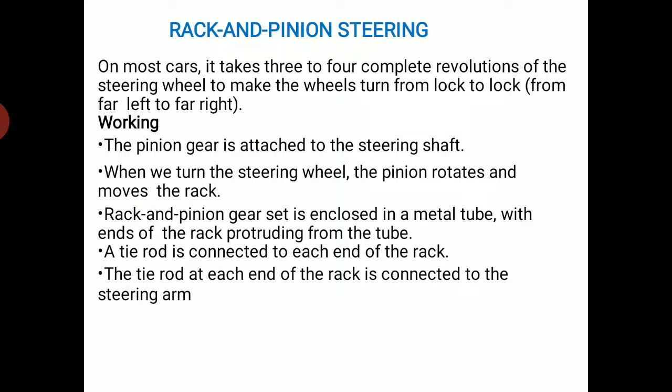The last one is called rack and pinion steering. The pinion gear is attached to the steering shaft. Almost all cars, whatever vehicles we are using, have a rack and pinion arrangement. It takes three or four complete revolutions of the steering wheel to make the wheels turn from lock to lock, or from left to far right. When we turn the steering wheel, the pinion rotates and moves the rack. The rack and pinion gear set is enclosed in a metal tube with the ends of the rack protruding from the tube, and a tie rod is connected to each end of the rack. The tie rod at each end of the rack is connected to the steering arm.